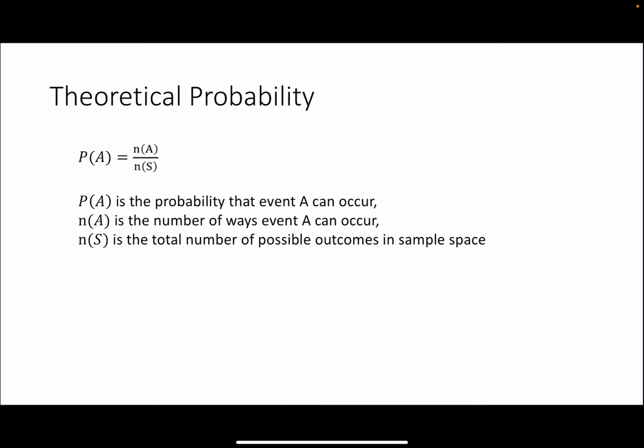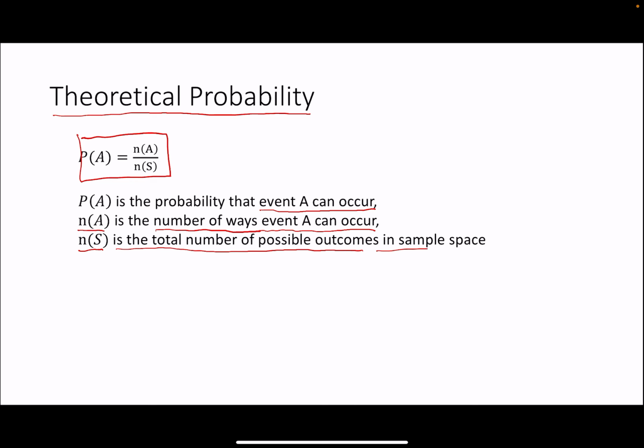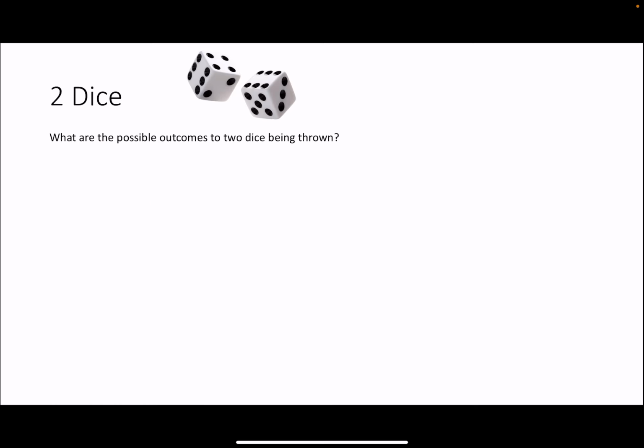All right, so here is the theoretical probability formula. Write this down. P(A) is the probability that event A can occur. N(A) is the number of ways an event can occur. And N(S) is the total number of possible outcomes in a sample space. Write that down.